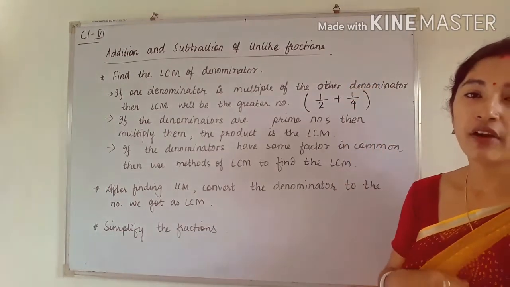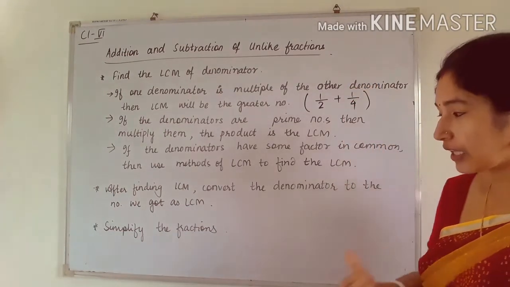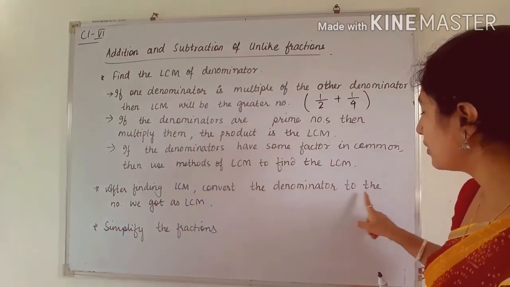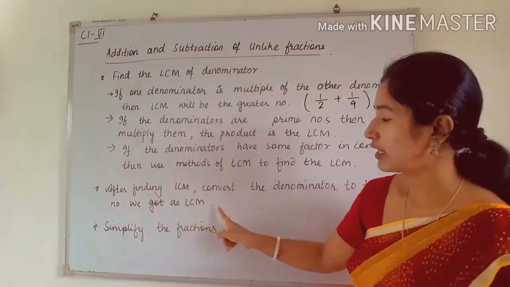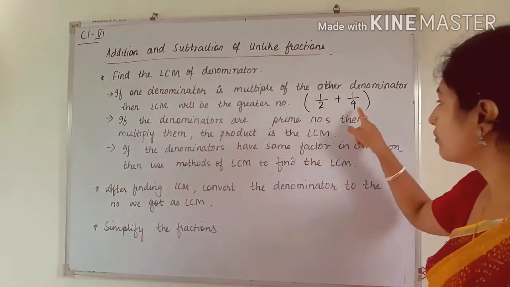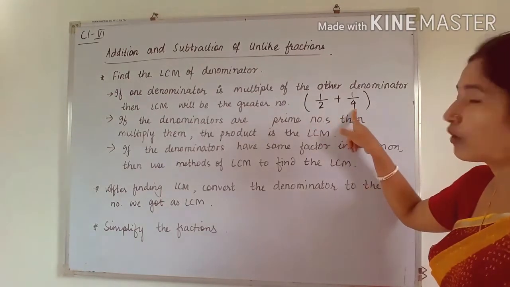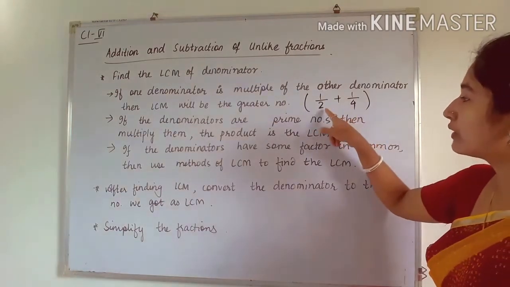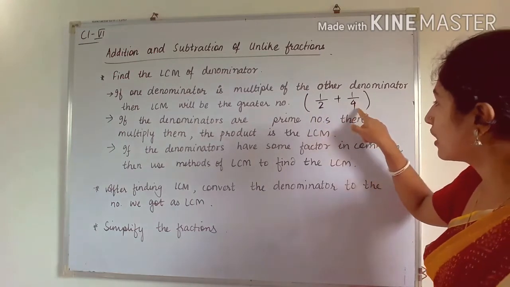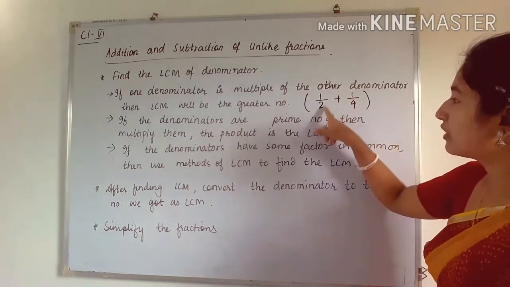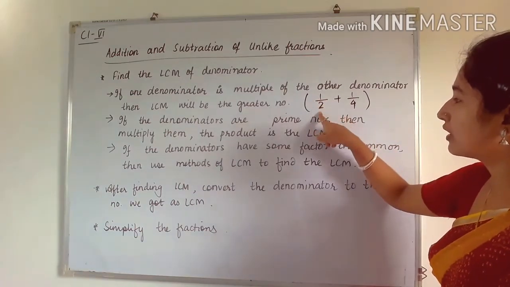So after finding the LCM, what do we have to do? We have to convert the denominators to the number we got as the LCM. The LCM of 2 and 4 is 4. So now we have to convert the denominator to 4. Here the denominator is already 4, so no need to change it, but we have to change the denominator here.